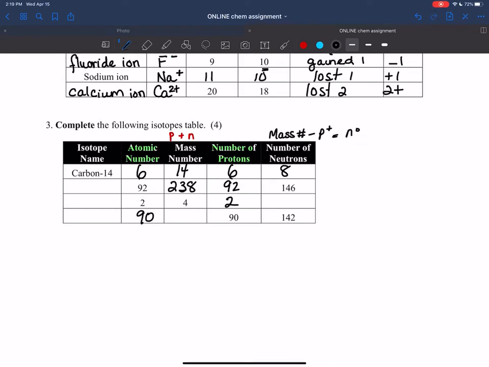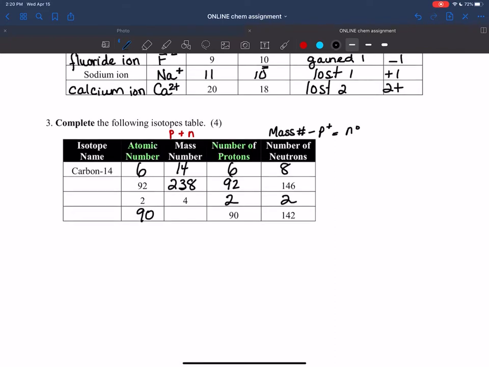2 protons right there. I have a mass number of 4, and therefore 2 plus 2 is 4. So that one's 2. 90 plus 142 is going to be 232. So I have that part of the table also filled out. Okay. Now it comes down to the name. Where do I get the name from? That's where you get the name from.